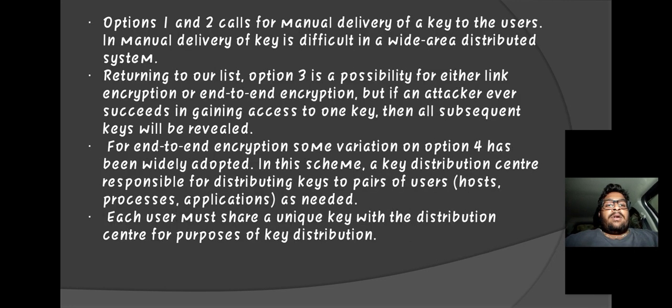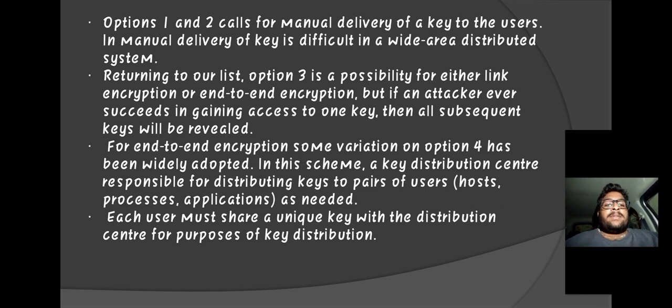Options 1 and 2 call for manual delivery of a key to the users. Manual delivery of a key is difficult in a wide area distributed system. Returning to our list, option 3 is a possibility for either link encryption or end-to-end encryption. But if an attacker ever succeeds in gaining access to one key, then all subsequent keys will be revealed.